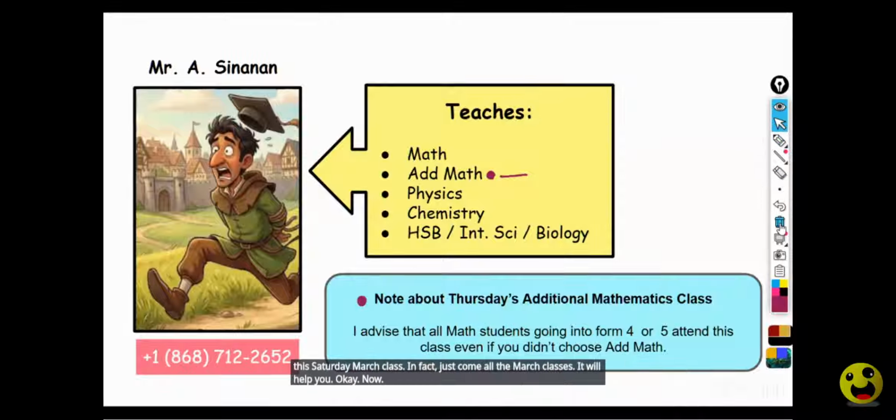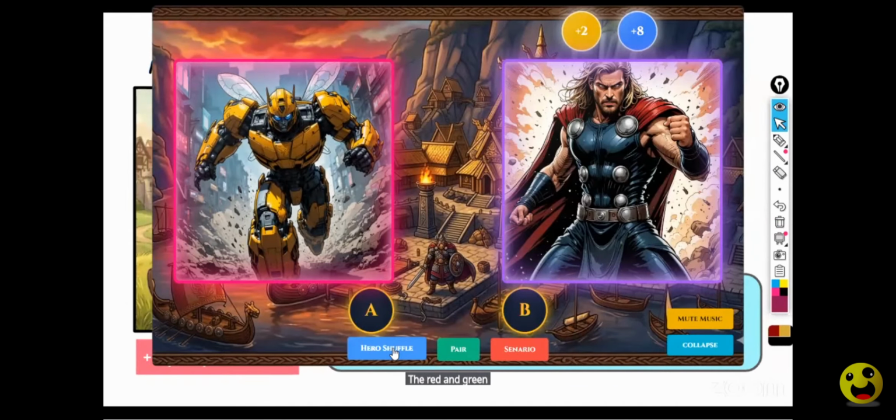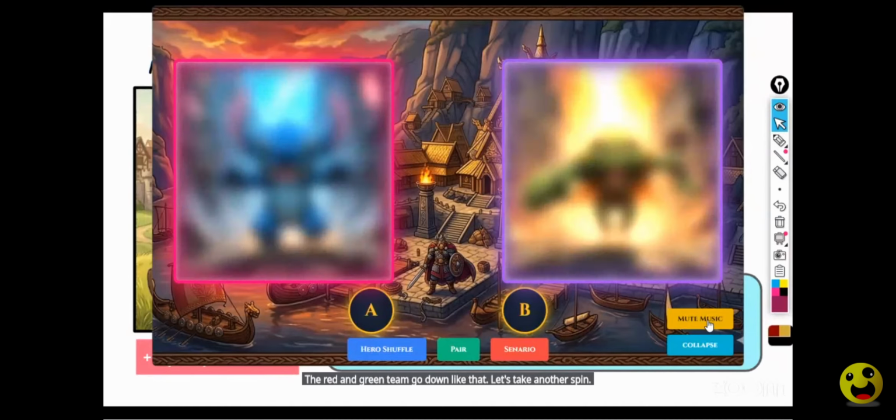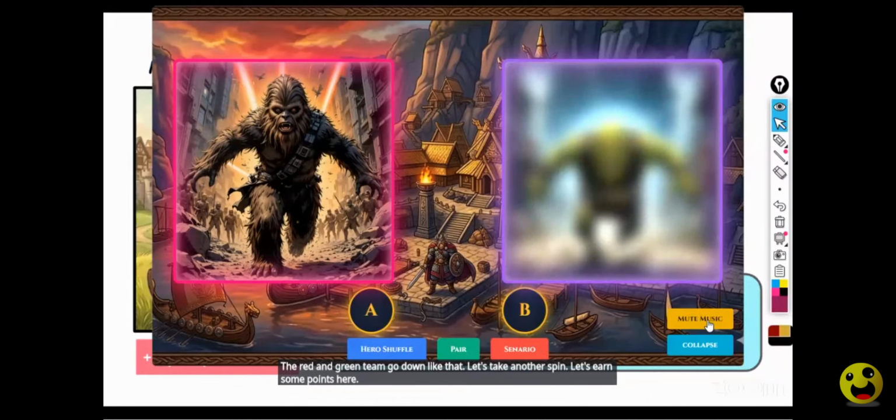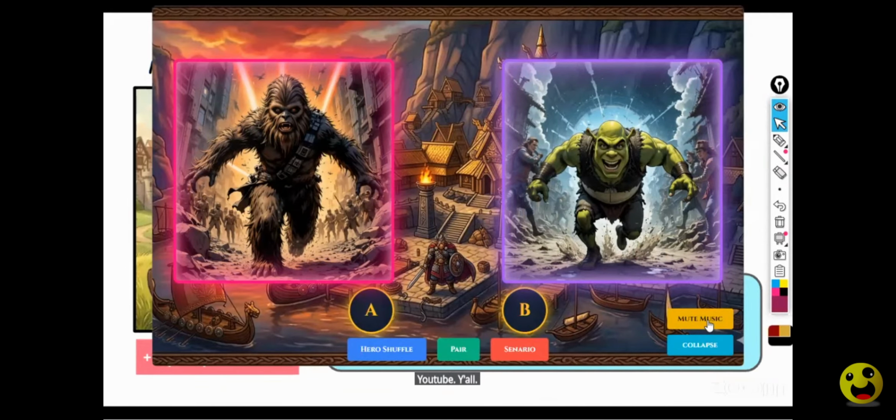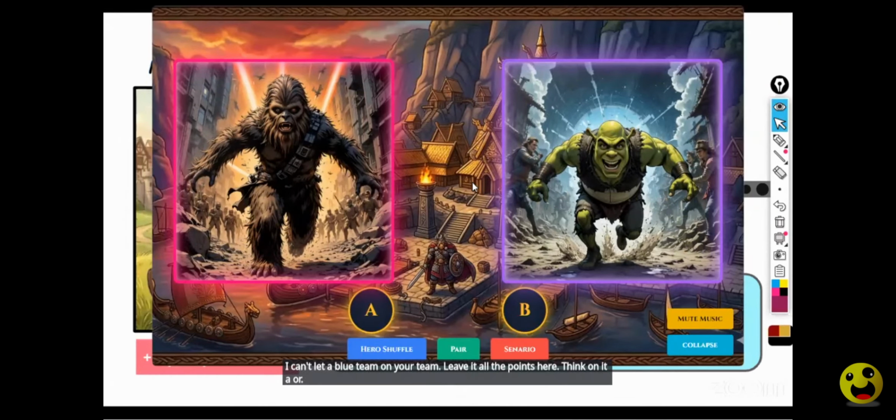Now, before we move on today, I can't let the other teams, the red and green team, go down like that. Let's take another spin and earn some points here. YouTube, y'all left, who do you think is better here? That's the monster from Star Wars, Chewie, or are you a Shrek fan? Let me know. I can't let the blue team and the other team take all the points here. Think on it. A, Chewie from the Star Wars universe, or B, Shrek?